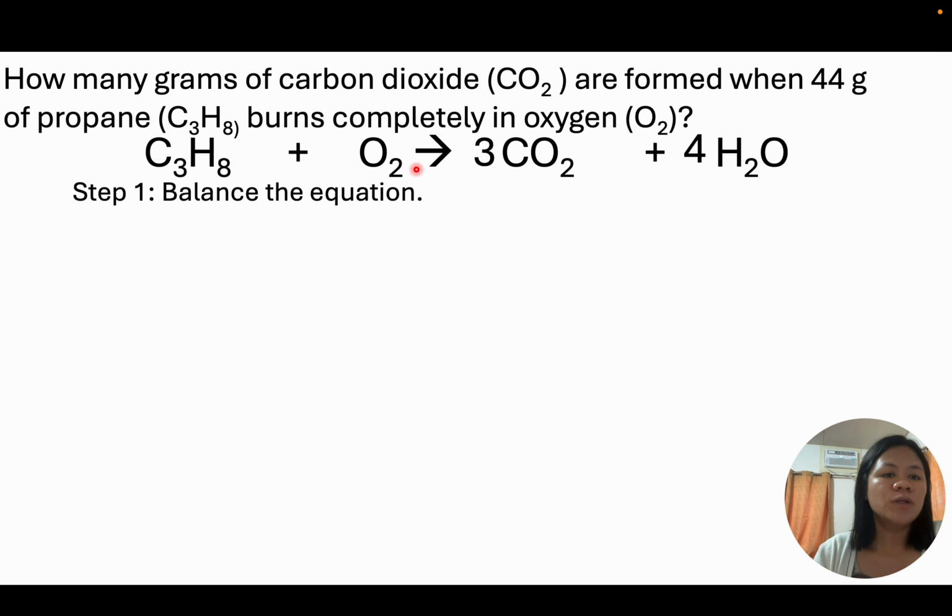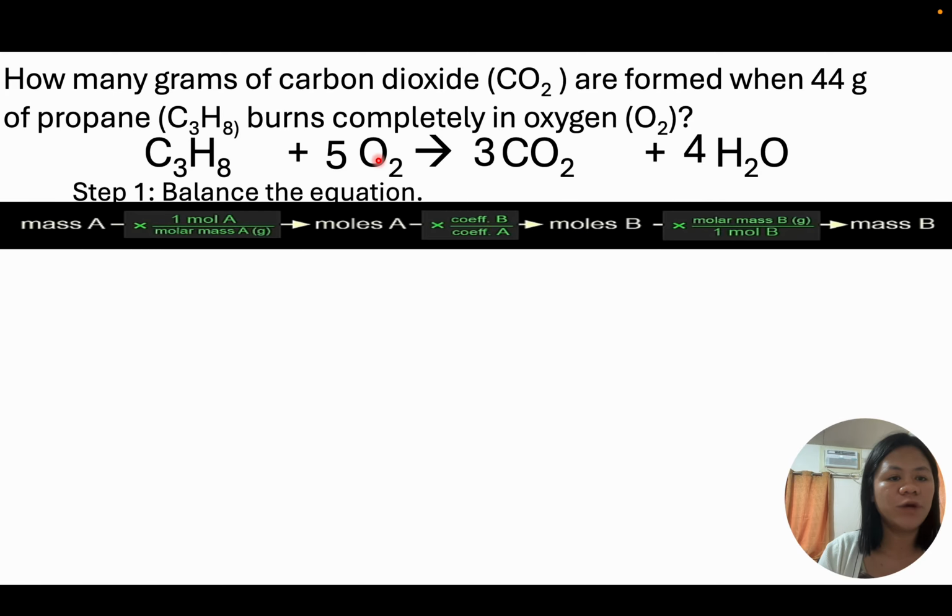So looking at the oxygen, so we only have 2 on the reactant side. And sa kabila naman is 3 times 2, 6. Plus 4 is equal to 10. So ano yung gagawin natin dito sa O2 para maging 10 siya? So i-multiply natin siya sa 5. And that's it. We get our balanced equation.